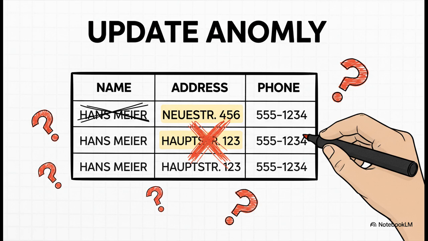First up is what's called the update anomaly. So imagine Hans Meyer moves to a new house. You might remember to update his address on the line for his VW Golf purchase. But what if you forget to change it on the line for his Opel Kadett? Uh-oh. Now your database has two different addresses for the exact same person. Your data is officially inconsistent, and you just can't trust it anymore.